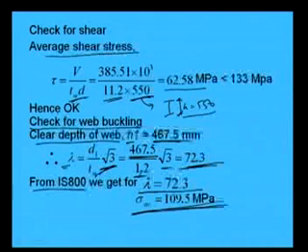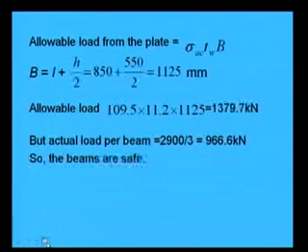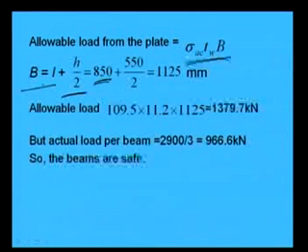Now the allowable load from the plate will become sigma SC into Tw into B. Now B will become how much? L plus H by 2. L was 850 and H was 550. So 850 plus 550 by 2 is becoming 1125 millimeter. So B is becoming 1125 millimeter.